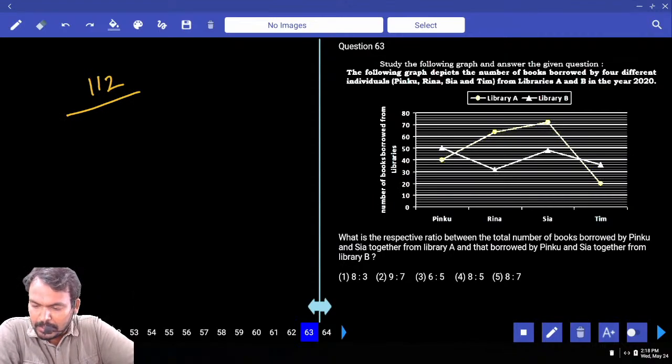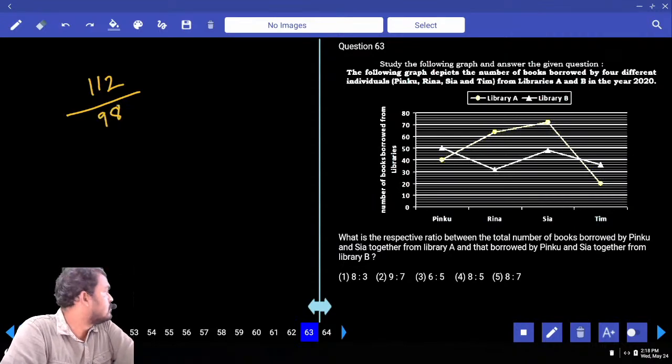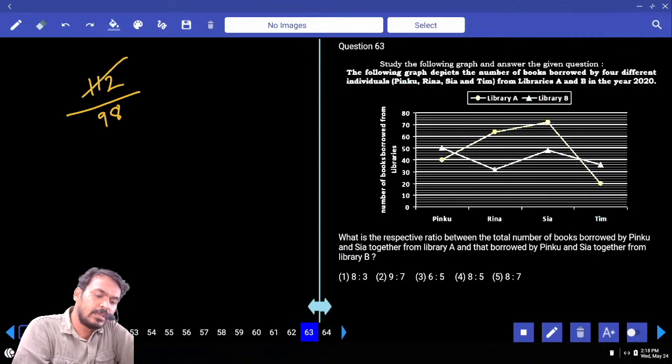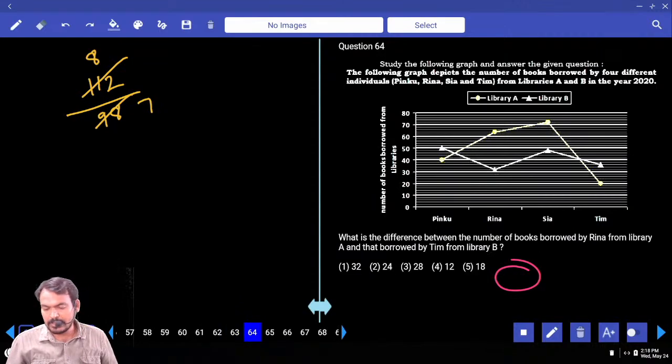Next Pinku and Sia library B. What is the Pinku value library B? 50. Sia 48. 50 plus 48, 98. What is the difference? 14. 14 how many times? 8. 7. What is the ratio? 8:7. Next question number 64.